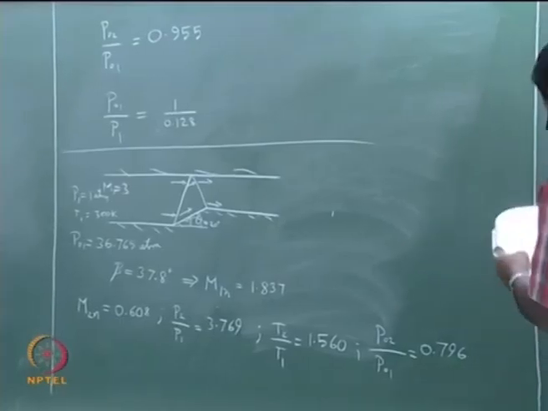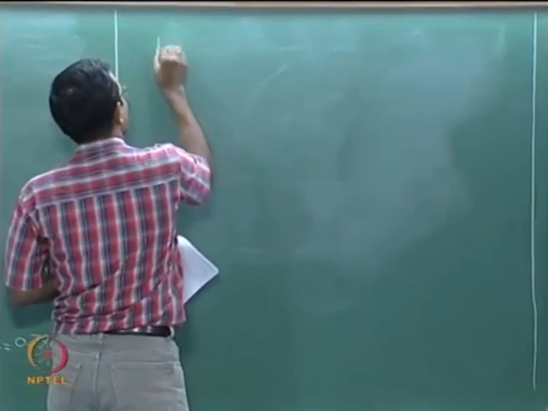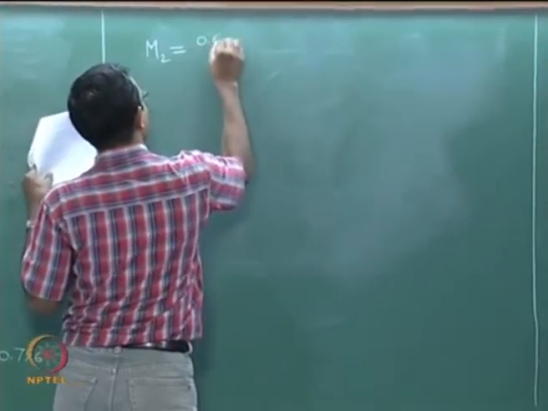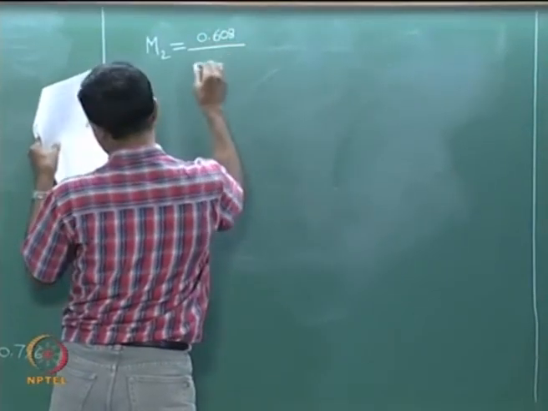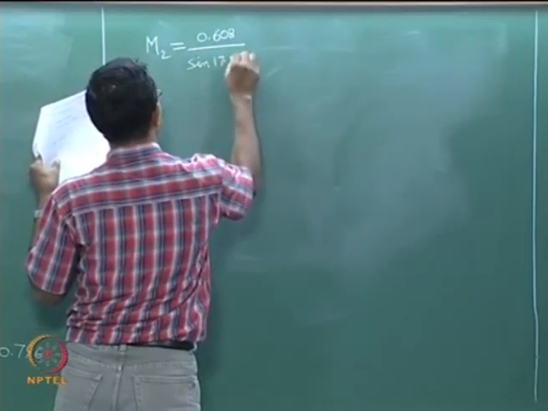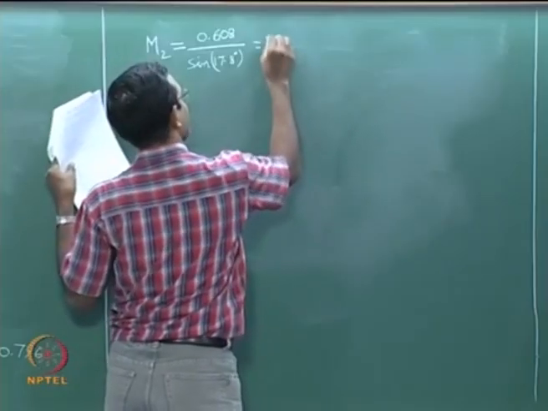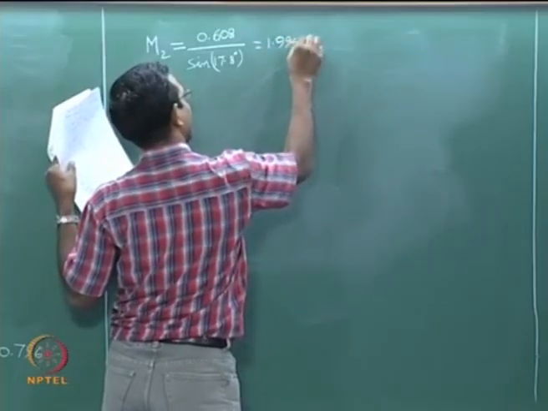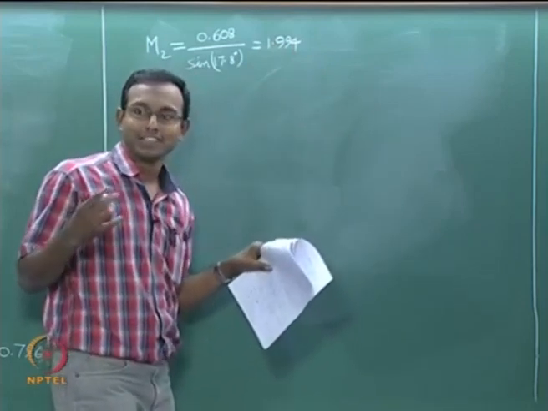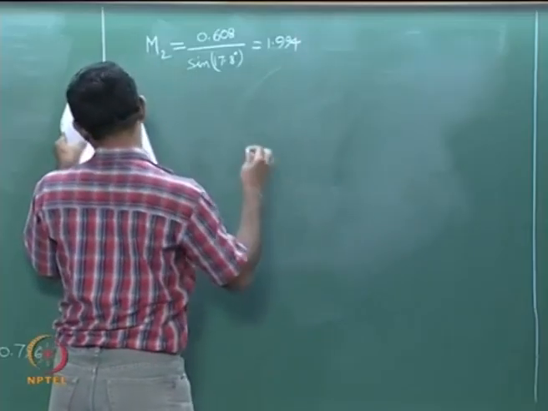So, from this set of numbers I can find my actual Mach number M2, which is going to be 0.608 divided by sine of 17.8 degrees, that comes out to be 1.994. Okay, this is a very special case. Mach 3 with 20 degrees gives Mach 2 behind it. Okay, it is roughly that. It is a very nice number to remember.